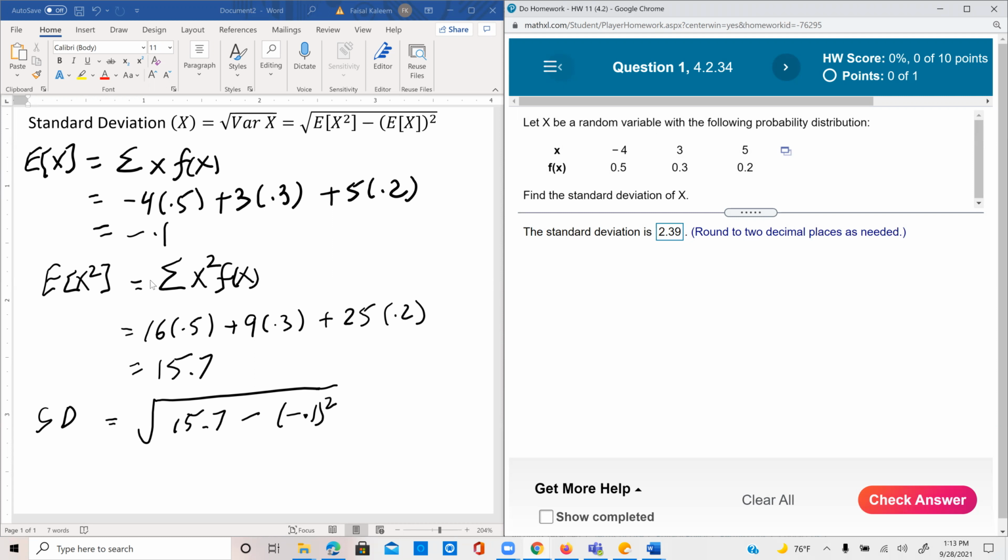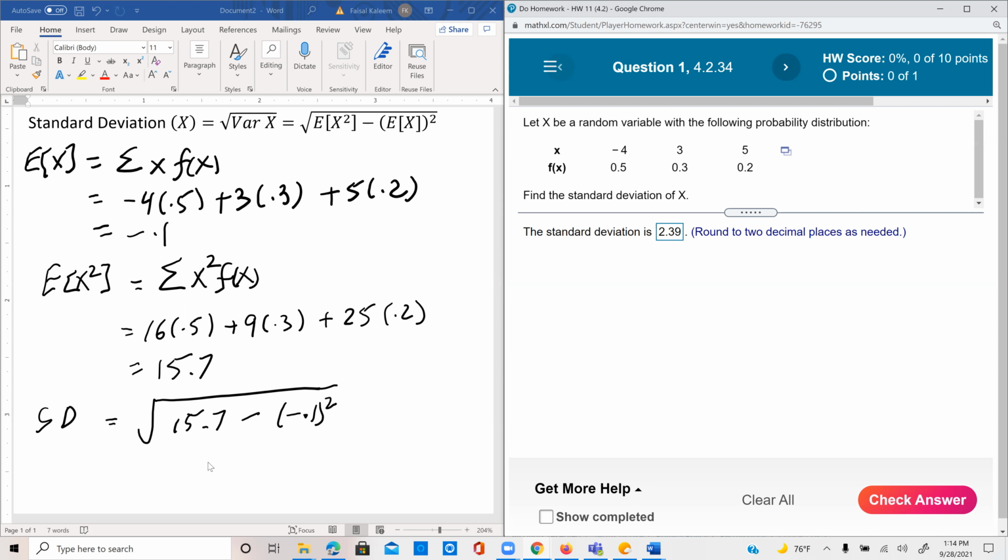Okay, so let's see where's the mistake. That's -2 plus 0.9 plus 1. So that is -0.1. And this one, 16 times 0.5 is 8. 9 times 0.3 is 2.7, so 10.7. And plus 5 is 15.7, so this one is fine.